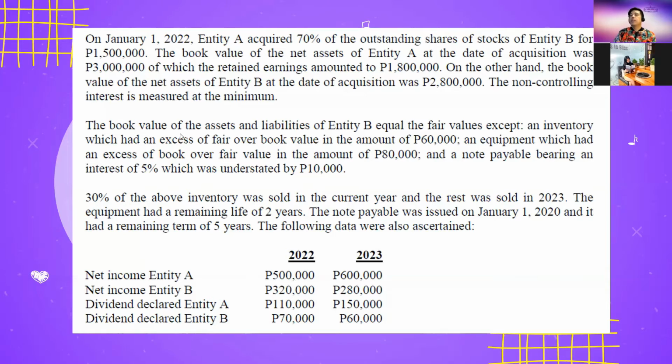Okay, tuloy ko pa. The book value of the assets and liabilities of Entity B equal the fair values. So, okay naman pala. Except, inventory which had an excess of fair over book value in the amount of 60,000 pesos. So, there's an excess. An equipment which had an excess of book over fair value in the amount of 80,000, and a note payable bearing an interest of 5% which was understated by 10,000.